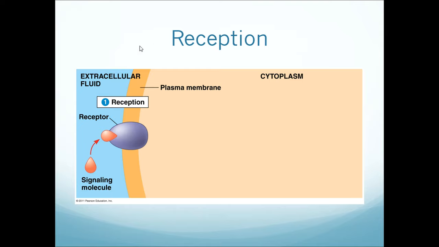Reception can look a number of different ways, but here's a nice simple example. Here we have extracellular fluid, so this is outside of the cell. Here we have the cytoplasm, so this is of course inside the cell, and therefore this yellow part, or orange I guess, is our plasma membrane. So that is our cell membrane, our phospholipid bilayer. Now here we have a protein. This is a protein that spans across the entire cell membrane, and it has a spot for this signaling molecule. So it's going to receive it. This is a protein that we call a receptor because it will receive something and it will detect, hey, there's a signaling molecule here.